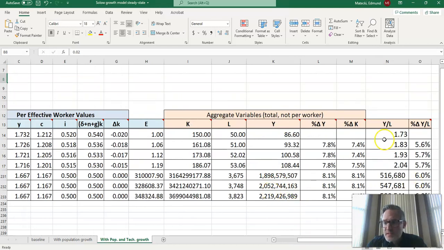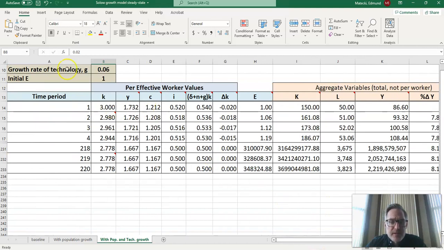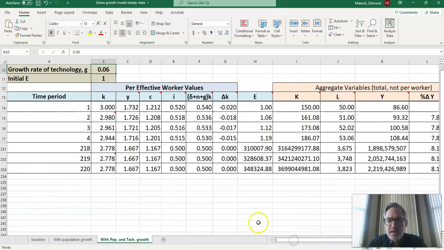We can also look and see what's going to happen to output per worker in this scenario. Now output per worker is no longer constant in steady state. Output per worker is growing at 6%, which is the rate of technological change. So standard of living increases. We started off at 1.73, and then after 220 periods, that has turned into 580,541. So that's quite a growth rate. You can see the power of compounding growth. Now, this technological change is a pretty hefty growth rate for this sort of model, so that's probably not realistic, but you can see the power of compounding growth.